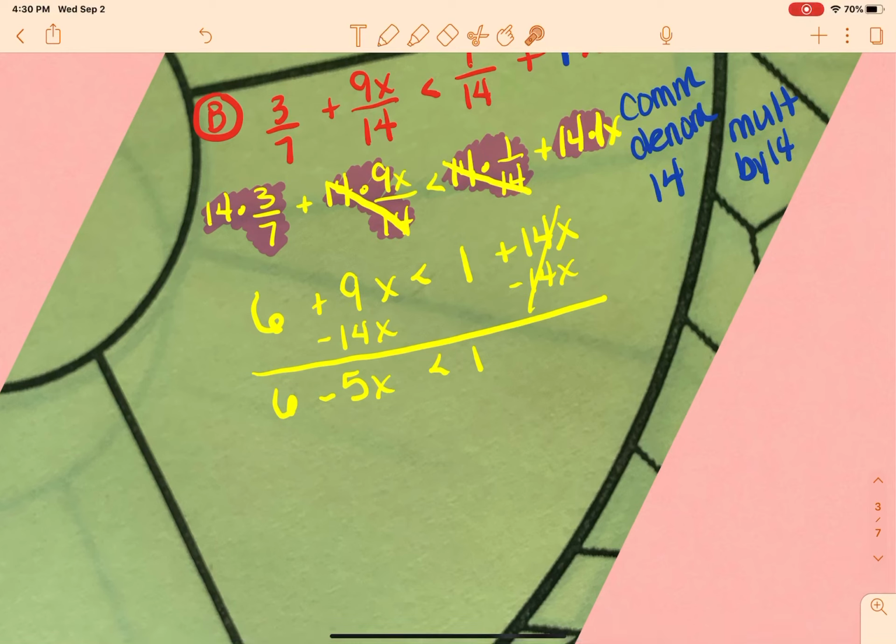So I've got the x together. That's all by itself now, but let's get rid of this. I assume that's a positive 6, so I'm going to subtract 6 from both sides. I have negative 5x is less than 1 minus 6, which is going to be negative 5.